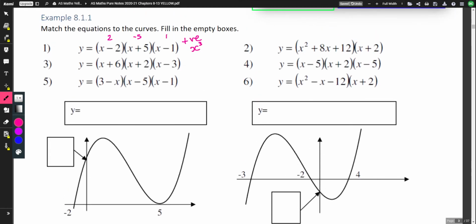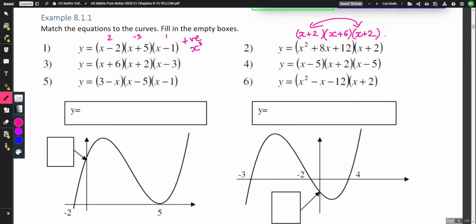Graph number 2. We've got a quadratic times a linear factor. If we can factorize the quadratic, then that would be very useful. It doesn't always factorize. You might be given a cubic like this where the quadratic cannot be factorized any further. That could happen. But in this case, it can be factorized. So now it's fully factorized. We can see we've got a repeated root. We've got the same bracket twice.